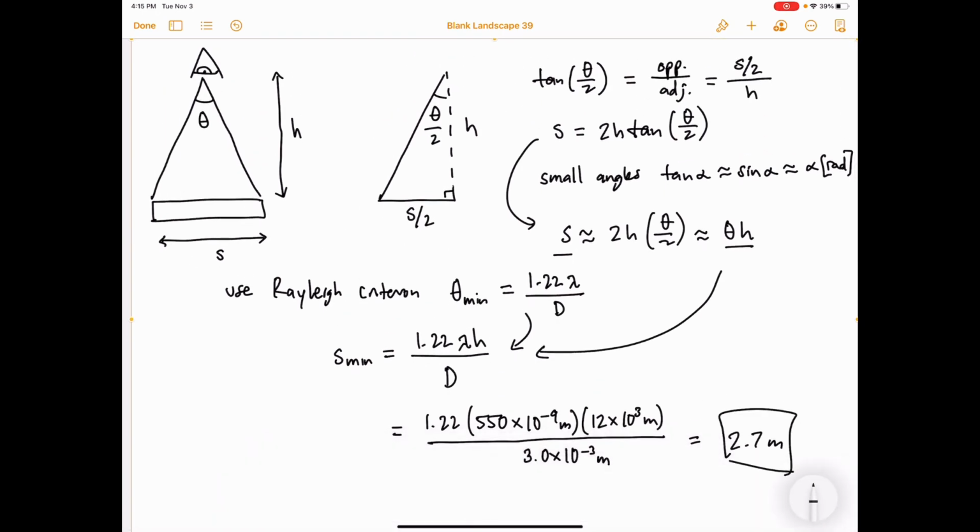And again, what this means is if you're flying 12 kilometers above the ground, the smallest thing that you'll be able to resolve on the ground has a size of about 2.7 meters, so roughly speaking, the size of a car in that range.